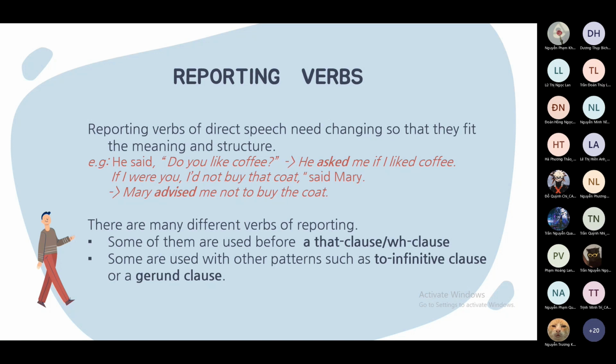Can number 25? Who is number 25? Hello. So can you read out the table that we had given to you in our handout? The table of reporting verbs, yeah? Yeah.